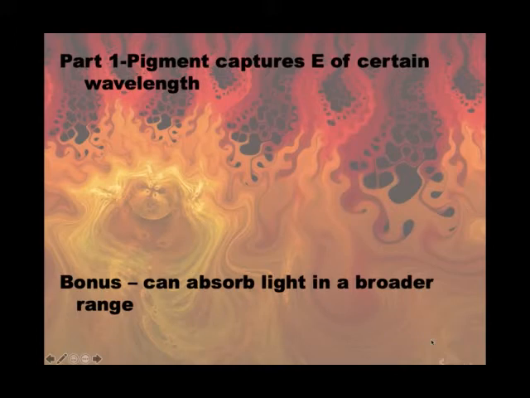Alright, so remember we said that there are 3 parts to photosynthesis. Parts 1 and 2 are the light-dependent reactions. So in part 1, a pigment captures energy of a certain wavelength. You probably remember from elementary science, Roy G. Biv: red, orange, yellow, green, blue, indigo, which is not really a color, and violet. Each one of those has a different wavelength of the waves that make up that light. So the pigments only capture energy that's of a certain wavelength and usually corresponds somewhat to color.